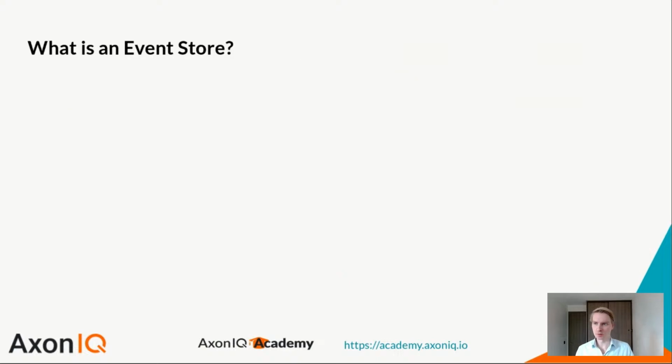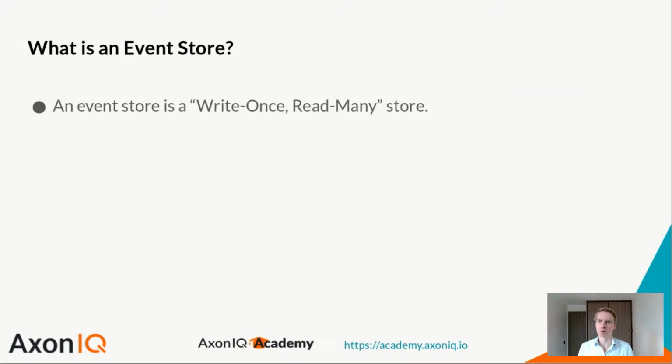Now, of course, in order to be able to do that, we need that event store in the middle. So we need an event store that has these capabilities. So what is an event store? Well, it's a very specific type of data store. Because for starters, because events don't change, an event store is a write once, read many store, right? So we keep appending new events, but we never delete them. We never update them either, right? We just append new events.